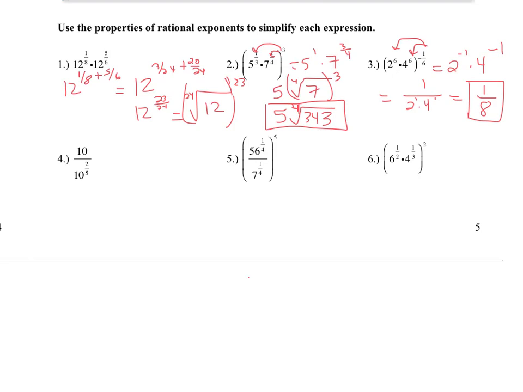Number 4, we have 10 divided by 10 to the 2/5. Remember, when something doesn't have an exponent, it means its exponent is a 1. The quotient rule says I should subtract exponents, so I'm going to keep my base the same. It does not change. So it's 10 to the 1 minus 2/5 power. Again, with fractions, to add or subtract, you need a common denominator. So I can express the 1 as 5 out of 5.